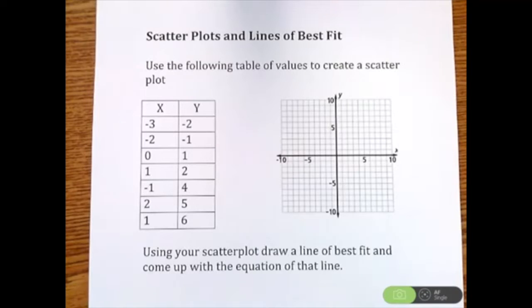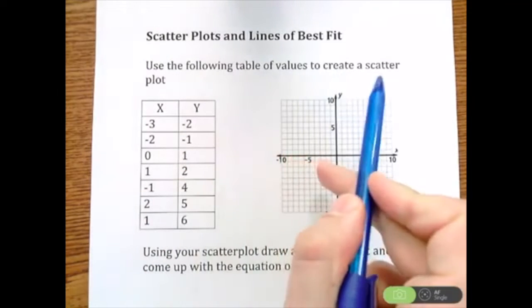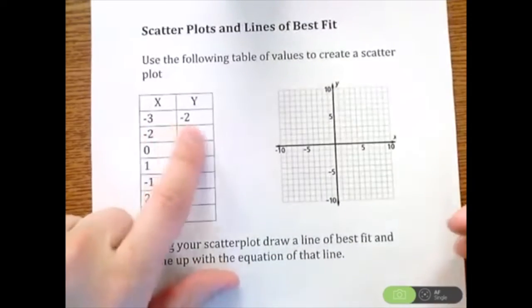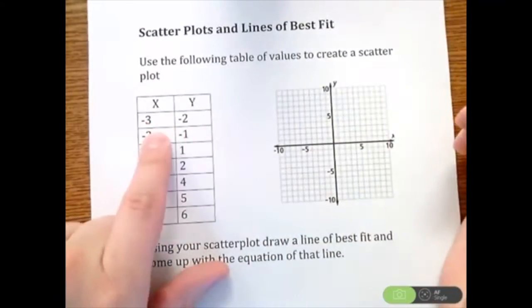Alright, let's talk about scatter plots and lines of best fit. Use the following table of values to create a scatter plot. Here's what a scatter plot is. It's just going to be a whole bunch of data points plotted in a graph. So if I take all these points and plot them, what I'll have is a scatter plot.